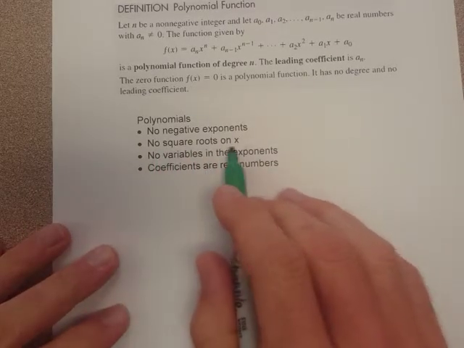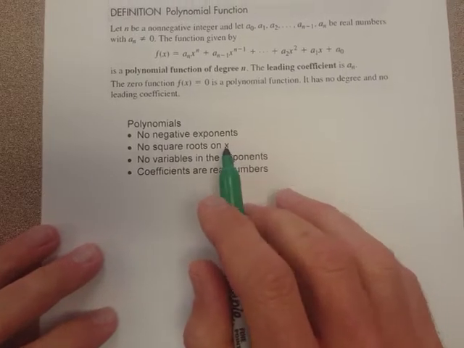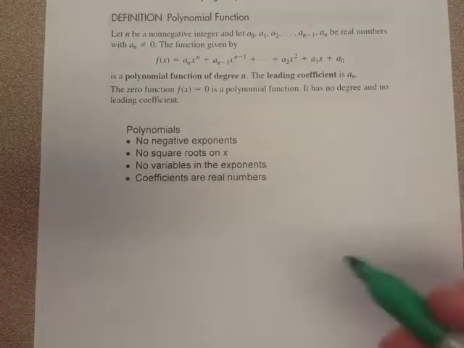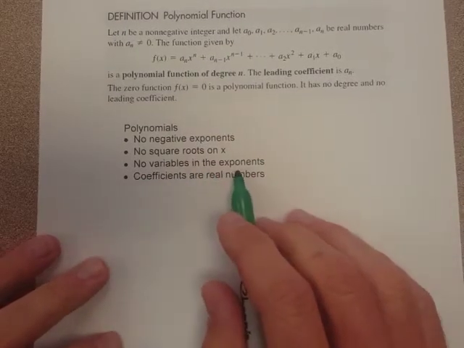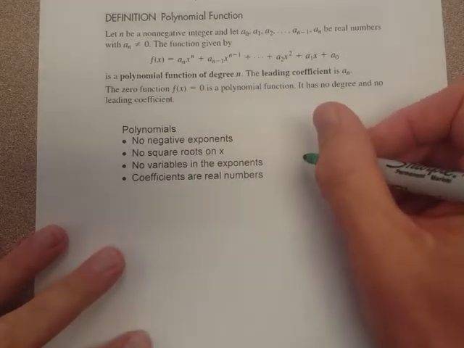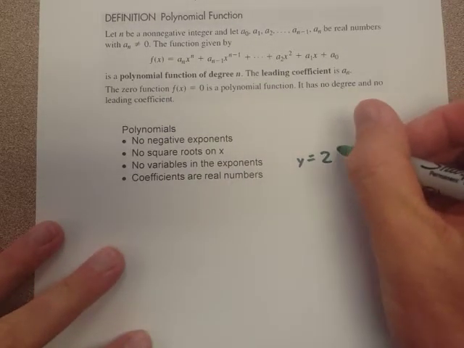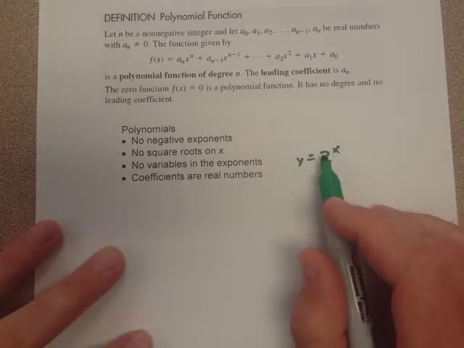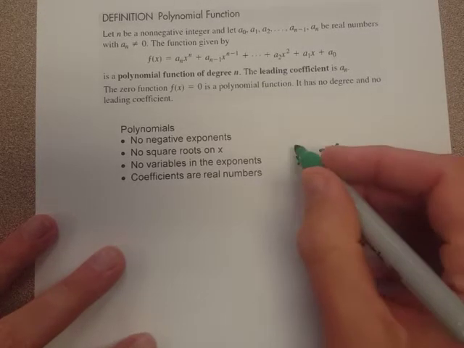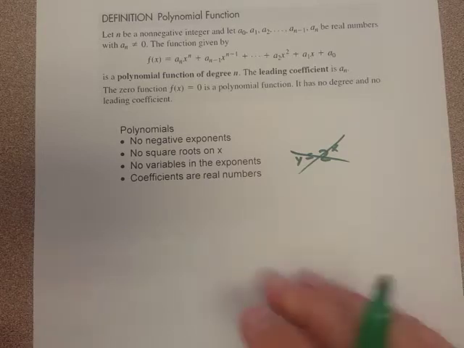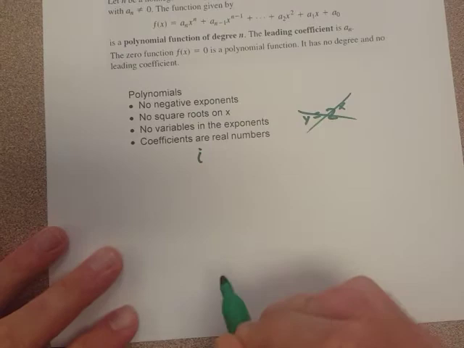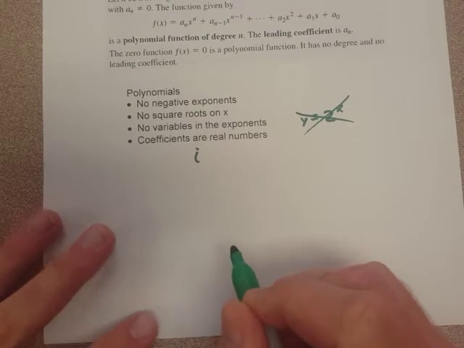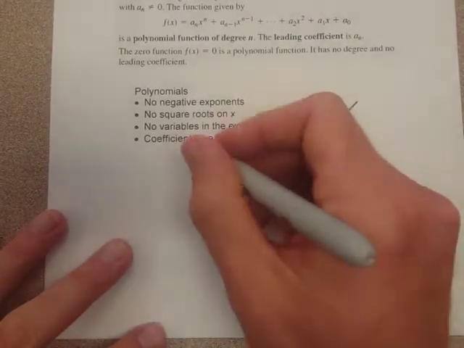There are going to be no square roots on x, so if there are square roots involved, we'd have to be able to simplify in order for it to possibly be a polynomial. There are going to be no variables in the exponents, so I mean something like y equals 2 to the x. That's not a polynomial. It can't have an x in the exponent, so that doesn't work. And then the coefficients are real numbers, so there aren't going to be any imaginary numbers involved in these polynomials in order to call it a polynomial.